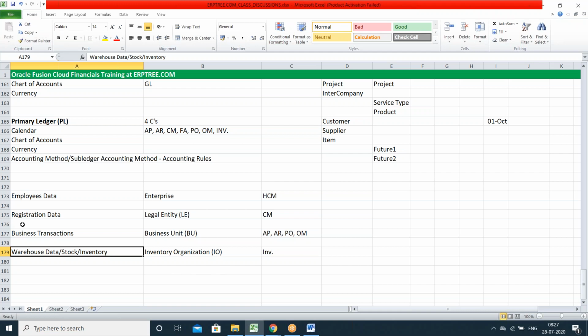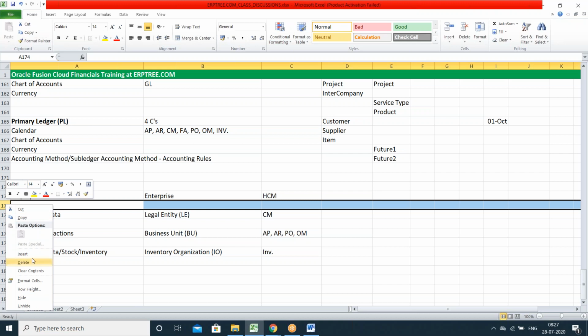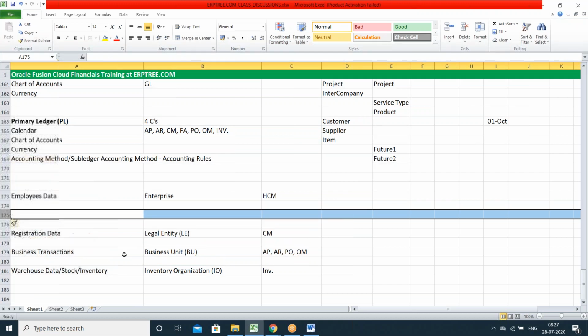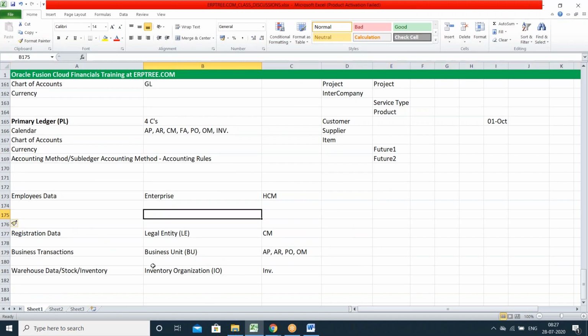Just now we discussed one point. To record the business transaction in the system, we need something. What is that? Primary ledger. Okay, to record the business transaction in the system, we need a primary ledger. So that also you can take here.